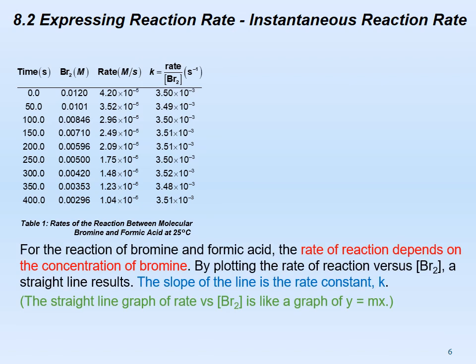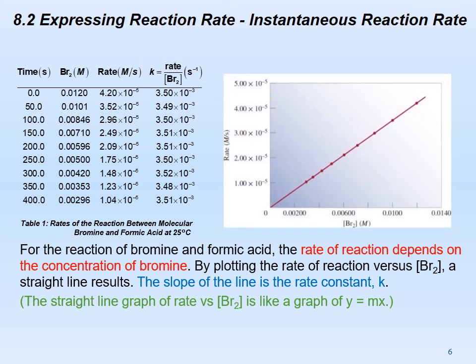For the reaction of bromine and formic acid, the rate of reaction depends on the concentration of bromine. By plotting the rate of reaction versus concentration of bromine, a straight line is obtained. The slope or gradient of the line is the rate constant K. The straight line graph of rate against concentration of bromine is like a graph of y is equal to mx, where y, the vertical axis, is rate, and x, the horizontal axis, is concentration of bromine, and m, the gradient or slope, is the change in rate over change in concentration of bromine.